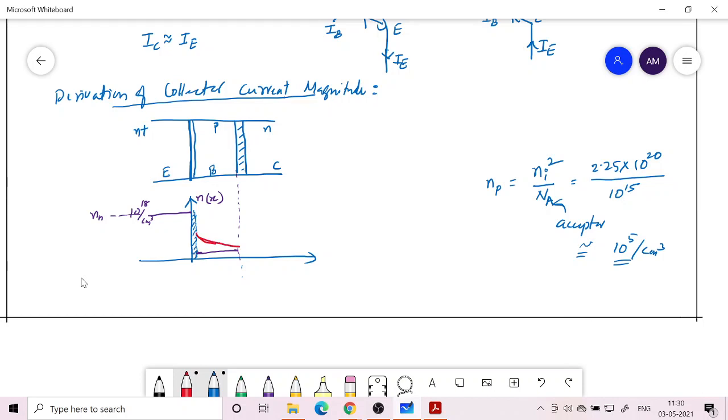Okay, it's going to increase tremendously. So how did it come here? It came here because of the injection of, I told you, electrons will flow from emitter to base. So normally it was 10 raised to 15. So this is my 10 raised to 5 per centimeter cube. But then it tremendously increases, say something like 10 raised to 12 or 10 raised to 14, 10 raised to 15, depending upon the bias that you apply.